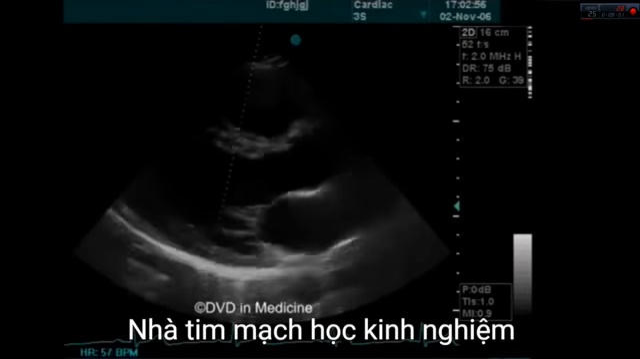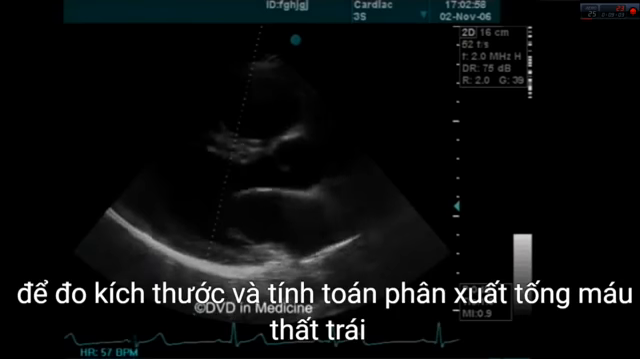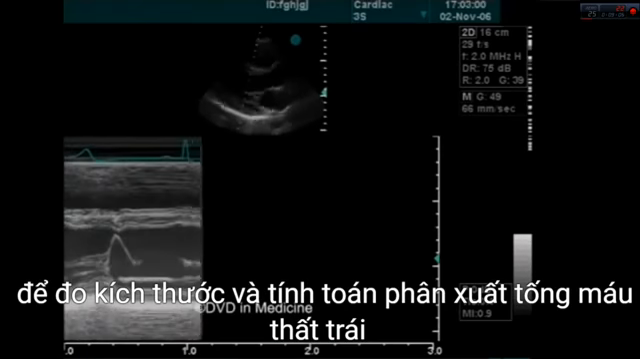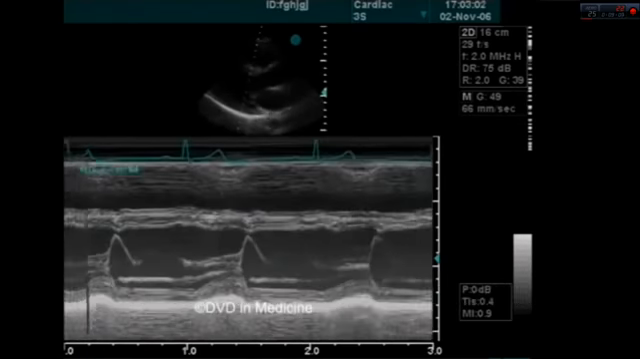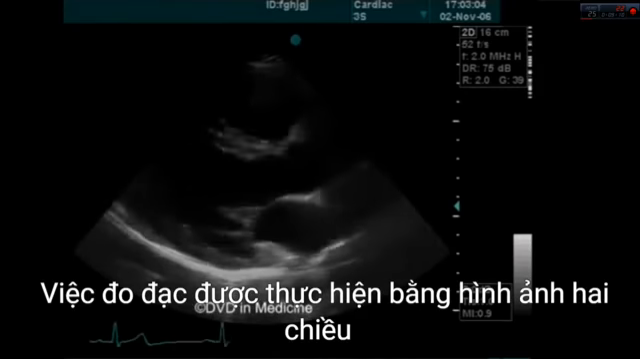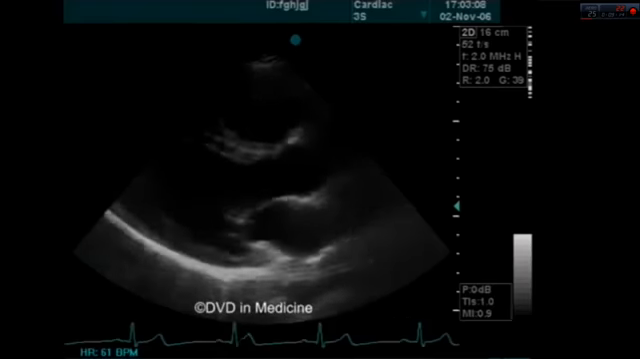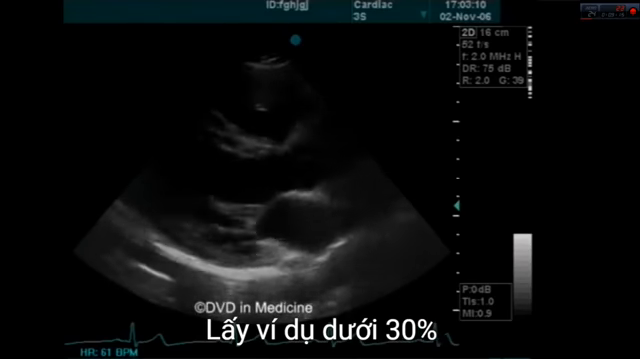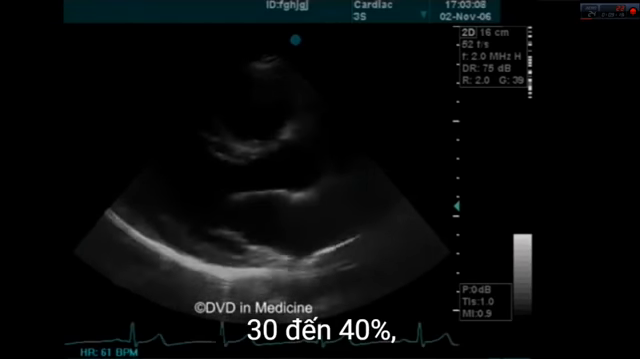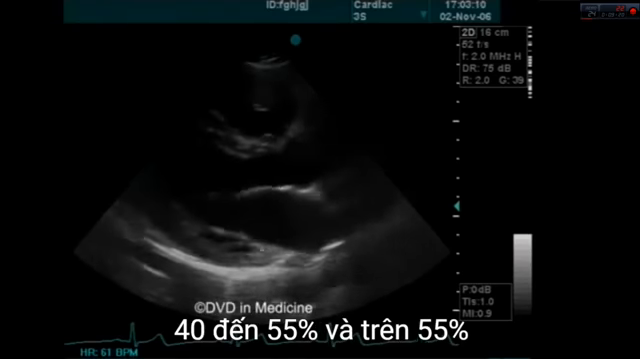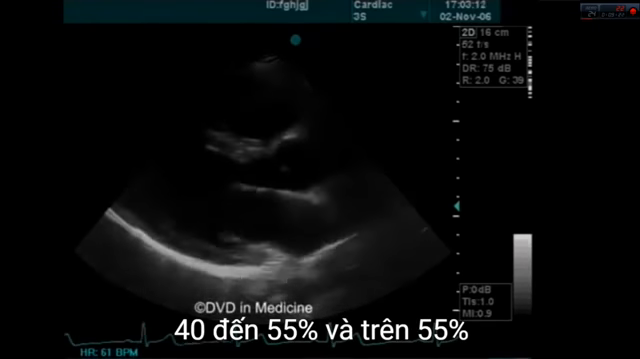Experienced cardiologists do not use the M mode for taking dimensions and calculating the left ventricular ejection fraction. The measurements are made on a two-dimensional image, and the ejection fraction is assessed visually. For example, less than 30%, 30 to 40%, 40 to 55%, and more than 55%.